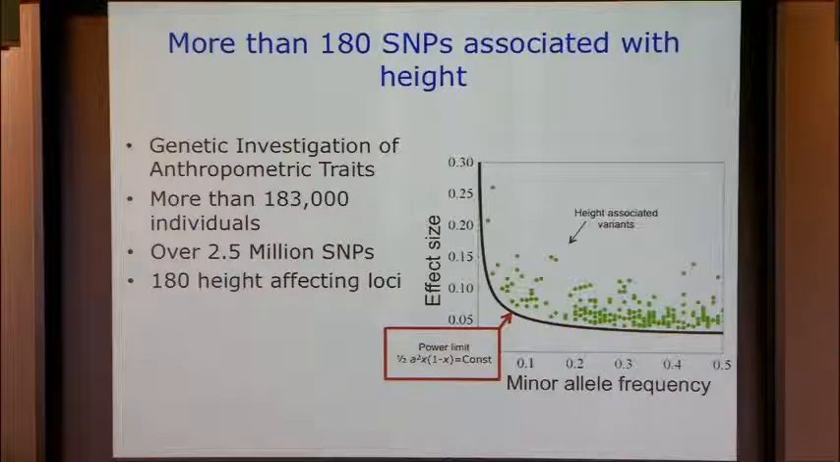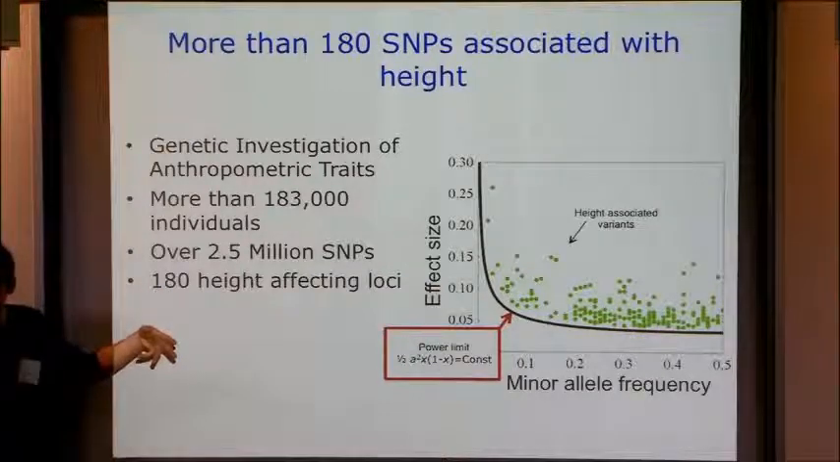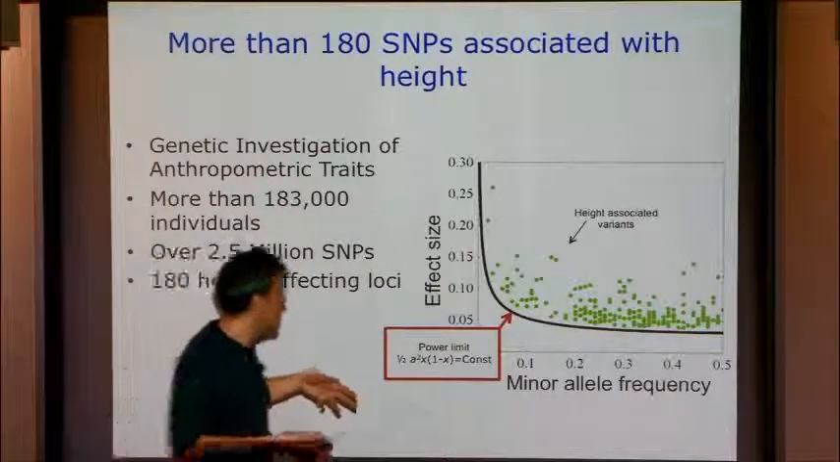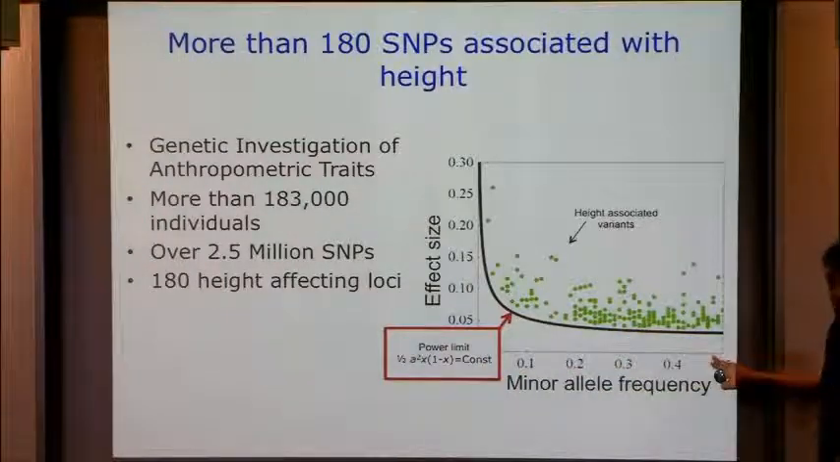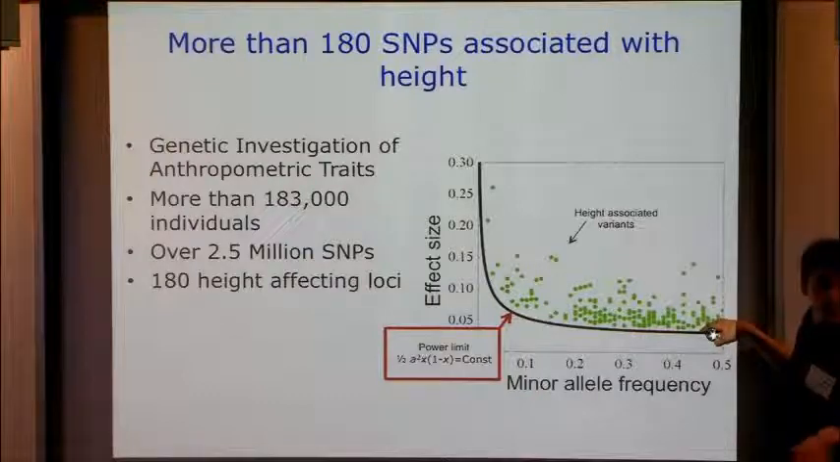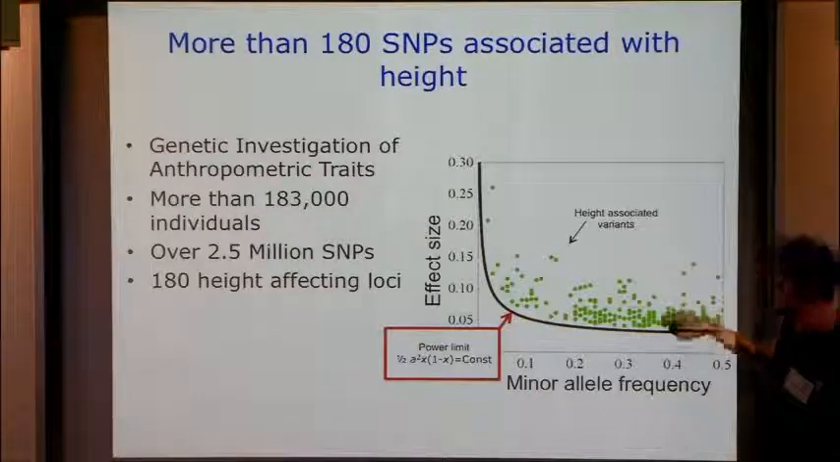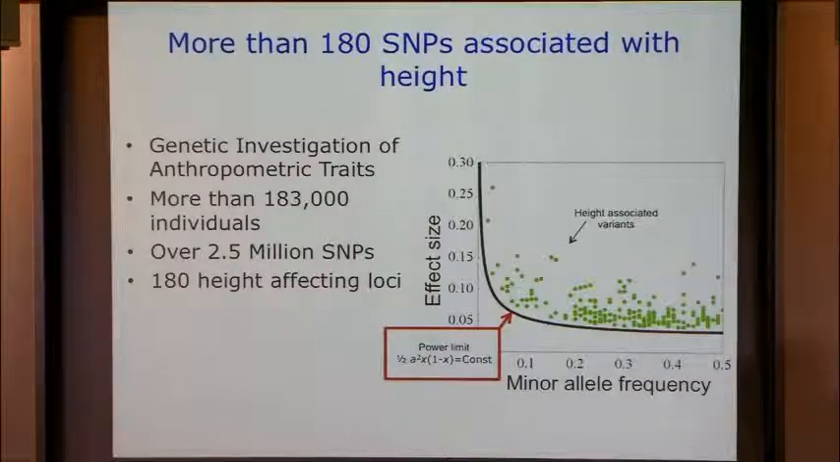the GIANT consortium did this, of course, with some statistical sophistication, for more than 180,000 individuals, genotyping more than 2 million SNPs for each individual, and discovering 180 loci associated with height. Here these associations are represented in terms of the minor allele frequency for this SNP, and here is the effect size, and this line corresponds to some level of power to discover this in the association study. So you get these kinds of scatter plots of allele frequency and effect size.